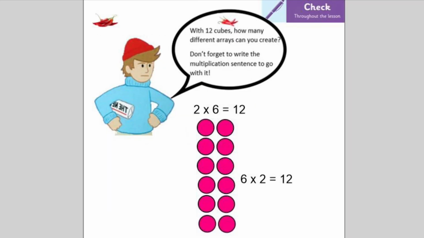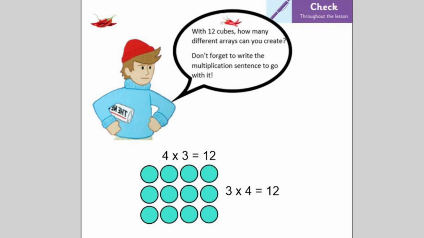Here's one array you could have made for chili 3. So here you can see that 2 times 6 is 12 and 6 times 2 is 12. You might also have this one which shows that 4 times 3 is 12 and 3 times 4 is also 12.